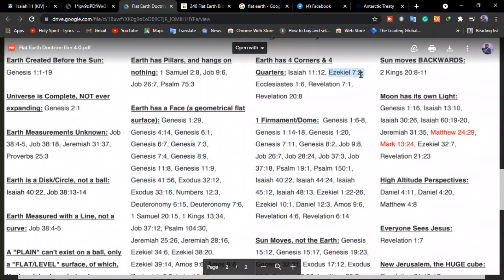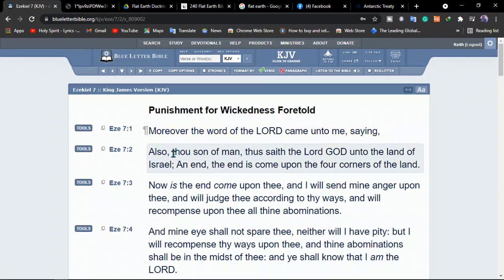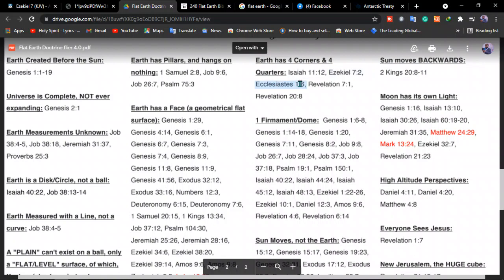Ezekiel 7:2. The Bible says, also thou son of man, thus saith the Lord God unto the land of Israel, an end. The end is come upon the four corners of the land. Are you seeing how God is powerful in this? He knows exactly. And this Bible was written even before science came. Science was just born the other day with these fake gurus. How did God know all these things? He's a powerful God. If this one doesn't make you get saved, then I don't know what will. Because this is a proof that God is real and God is true. Ecclesiastes 1:6.